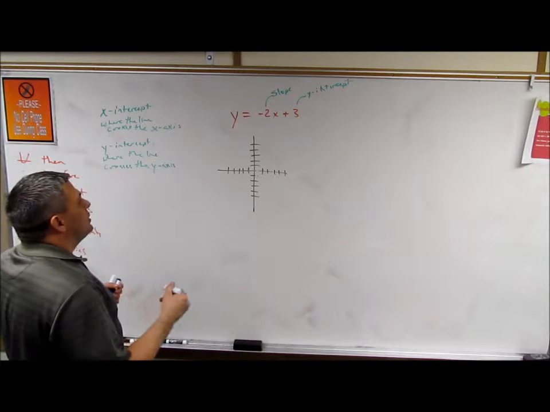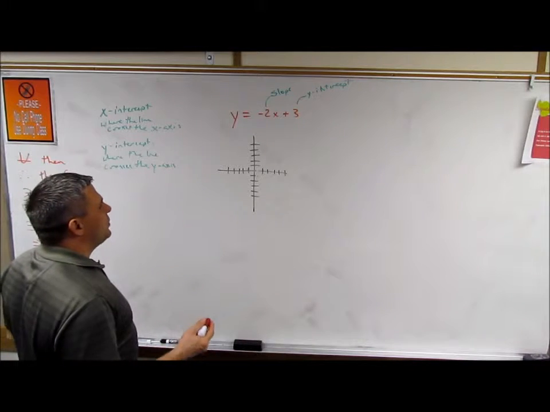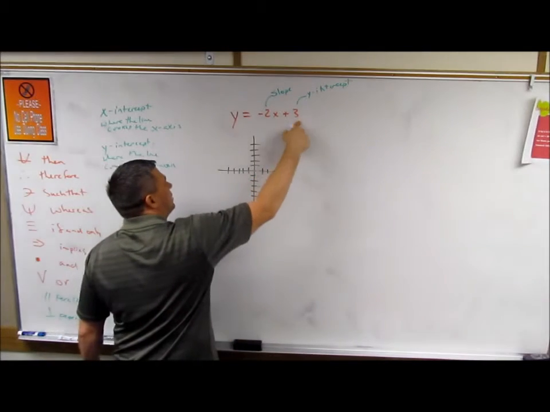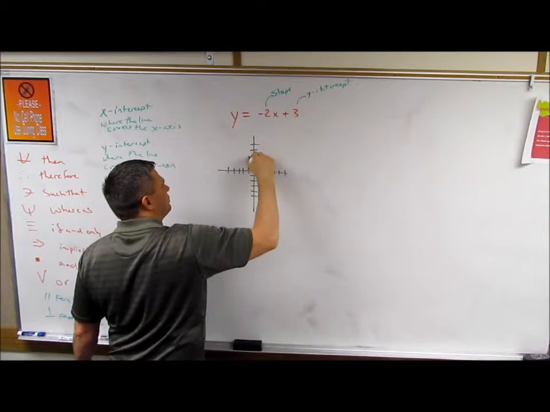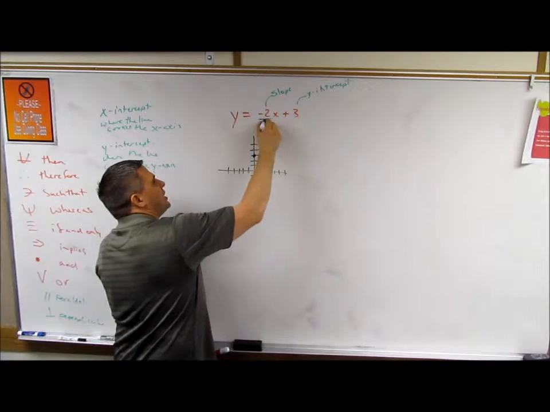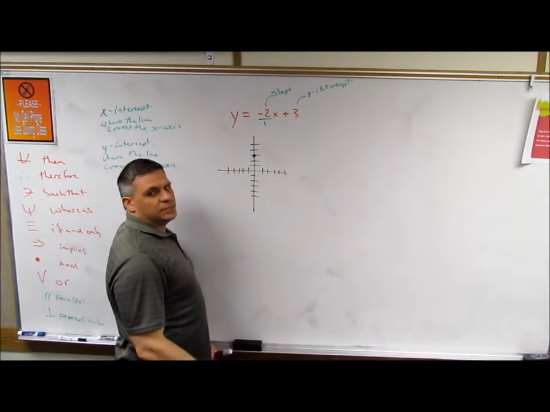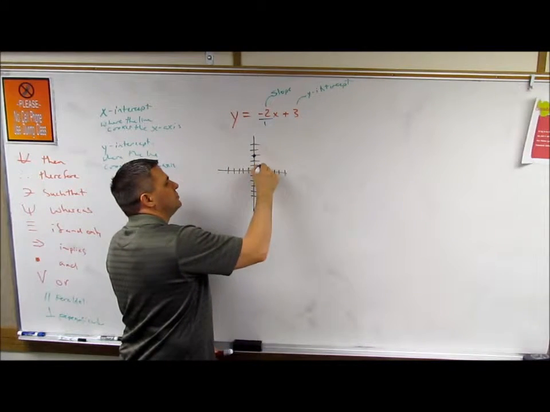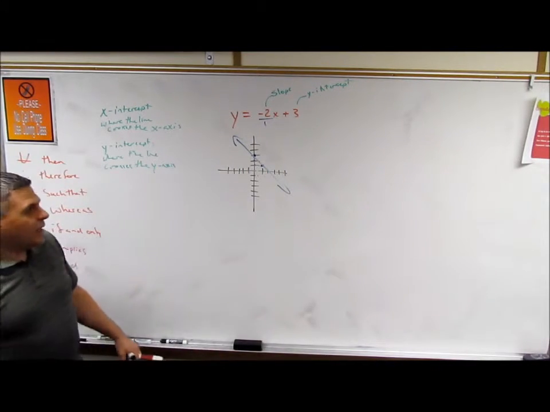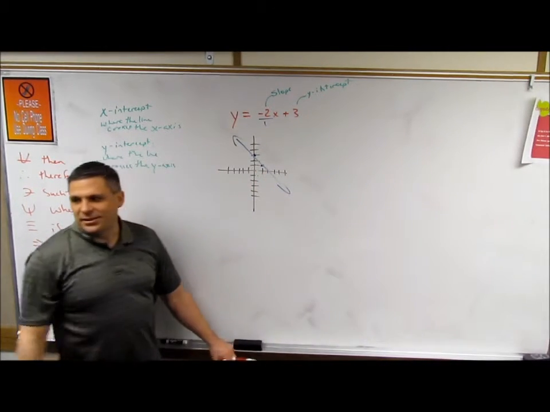Now, here's the thing. When graphing, you start with your y-intercept. From there, you do your slope. And remember, this is -2/1, so it's really -2, down 2, and right 1. So, I have a line. Hey, it looks like my x-intercept is what?